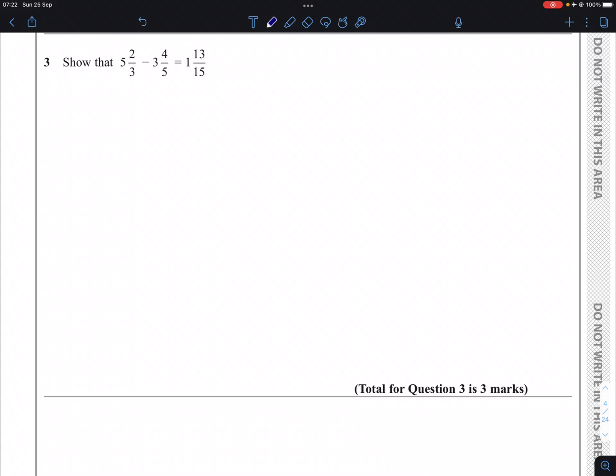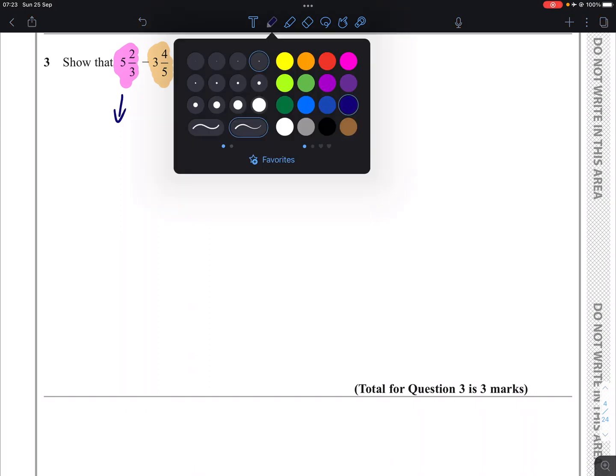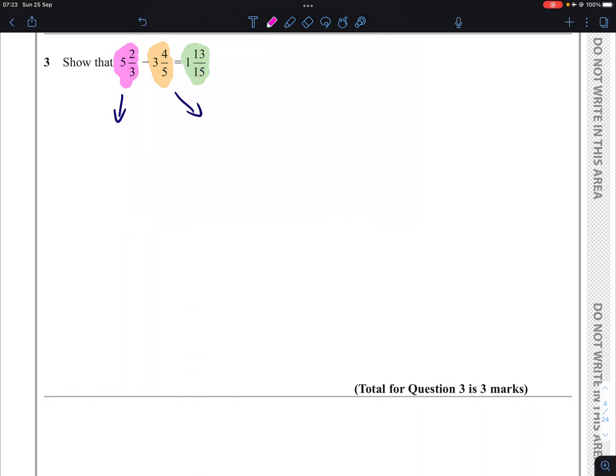Question 3. Show that 5 2/3 take away 3 4/5 equals or becomes 1 13/15. So first thing we're dealing with here is mixed numbers. We do not want mixed numbers ever, other than obviously we need to make sure that our answer is a mixed number. But in terms of all the sums that we're going to be doing here, we want improper fractions. So the first thing I'm going to do is turn both of these mixed numbers into improper fractions.